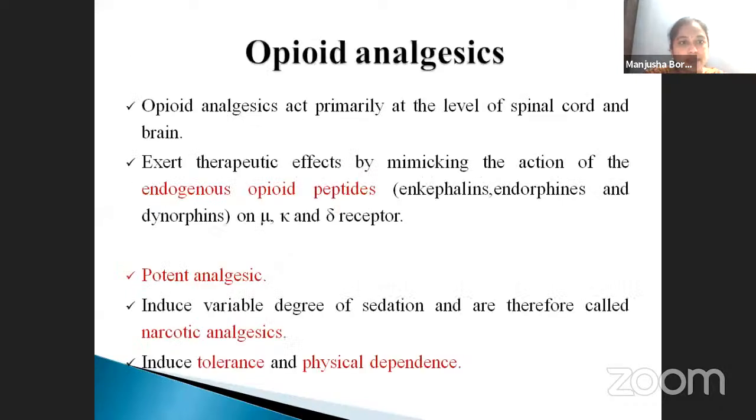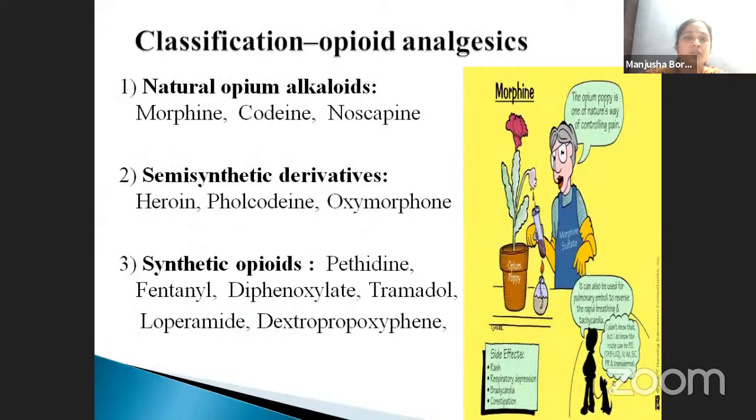These opioid analgesics act primarily at the level of the spinal cord and brain and exert their therapeutic effect by mimicking the action of endogenous opioid peptides on the opioid receptor mechanisms. It is a very potent analgesic and induces a variable degree of sedation, and therefore it is called a narcotic analgesic. Morphine is the potent opioid analgesic.